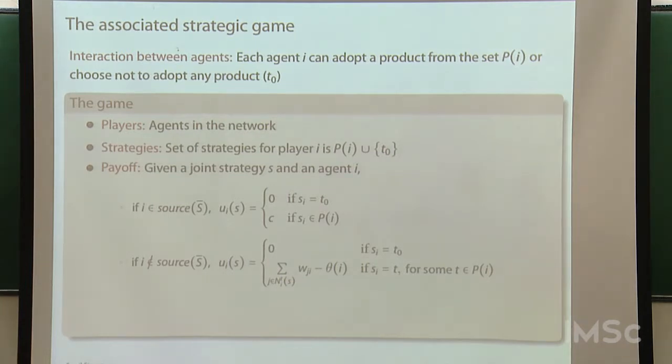So you look at the network, we are looking at node i, which has some neighbors, right? You look at the choice that i has made, it's some product T from his product set. Now you look at all the neighbors who have chosen the same product T, you add up the weights. That is this quantity here, you subtract the threshold. So you simply add up the weights, subtract the threshold, that's the utility.